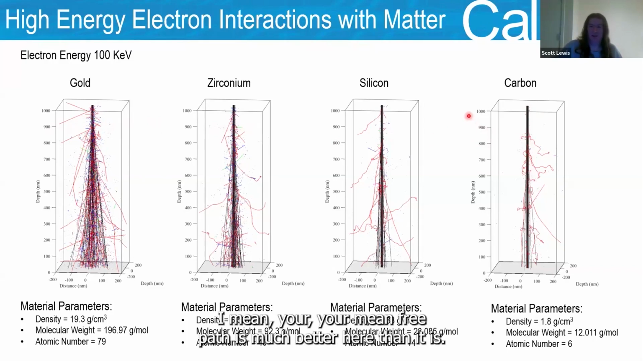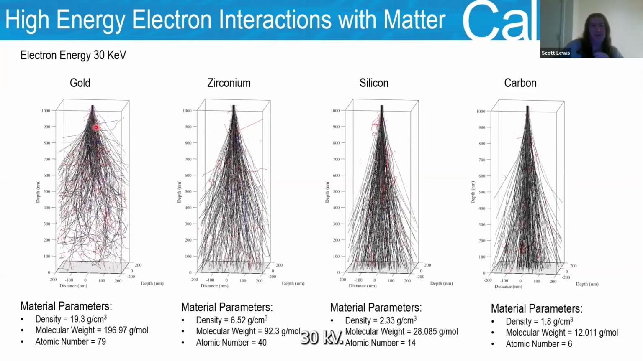And that's it. Your mean free path is much bigger here than it is there, so the collision is going to be a lot more here. At 30 kV, if you're imaging in an SEM, or if like me you write resists at 30 kilovolts, you can see that you do get a spread, but you also get a penetration depth which is a lot lower with high Z materials than, say, with carbon. So you can see the difference.